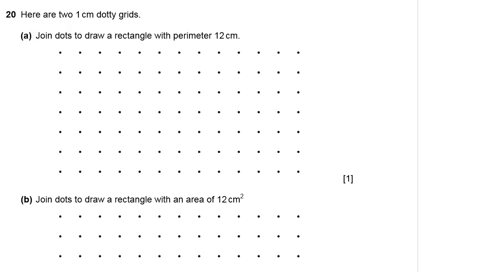Question number 20. Here are two 1 centimeter dot grids. Join dots. These are two, that is for A and for B. 1 centimeter dot grids. The distance from here to here is 1 centimeter. Okay, well, that's what it means.